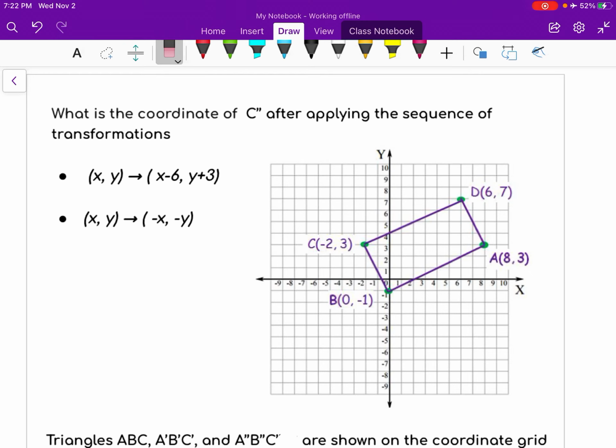So what we're going to do is put this all together, and we're not only going to talk about those three types of transformations, but we're going to talk about sequences as well. So let's review some questions that might show up on a test.